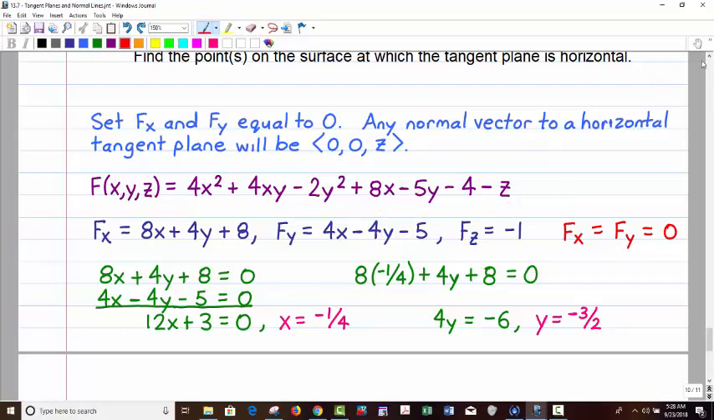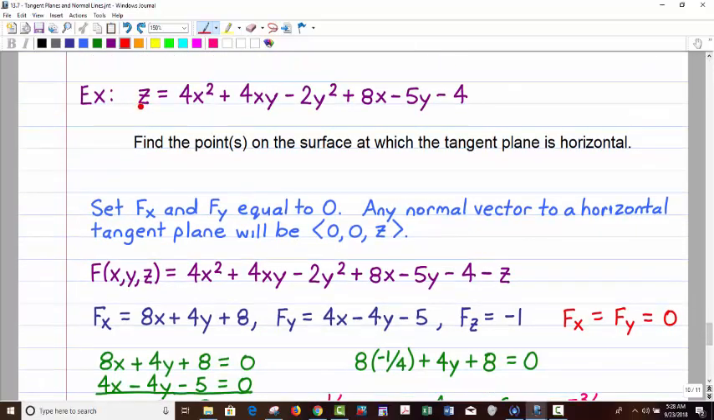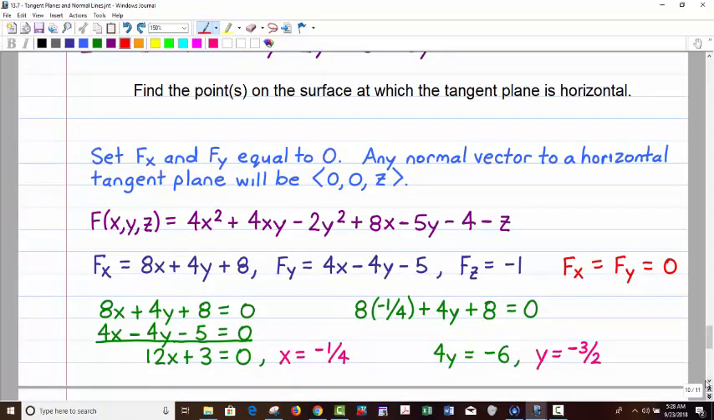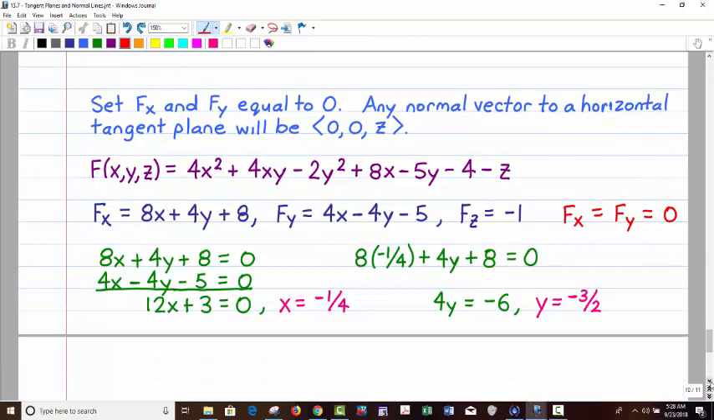And then I had to bring the z over to make it implicit right here. So I brought the z over, made that negative z. So fz will be negative 1. So I need to find out where fx and fy equal 0. So we have a pair of equations here that we set equal to 0, and you can use substitution or elimination. It worked out already without having to manipulate it, as the y's would cancel automatically. So I get 12x plus 3 equals 0, which means x equals negative 1/4. Then I can plug it back into either equation and solve for y.